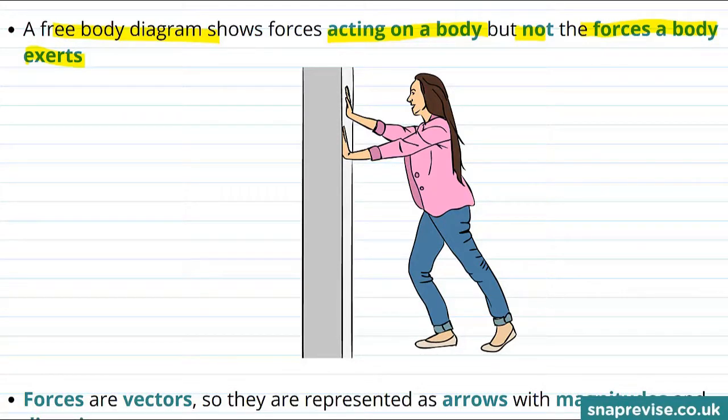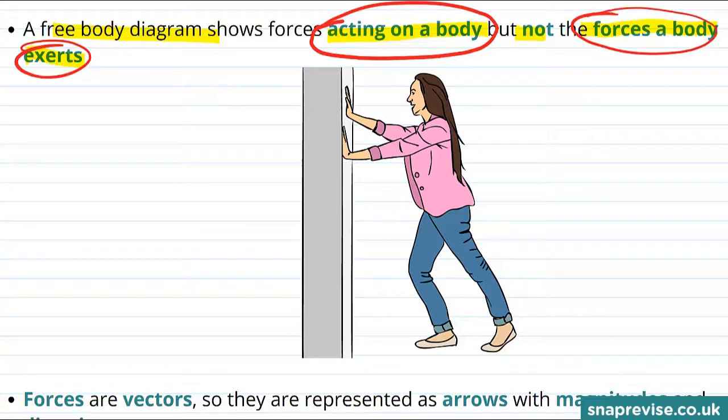Let's imagine, for example, we wanted to draw a free body diagram for a human, and imagine the human was pushing against the wall. In this example of the human pushing on the wall, sure, the human exerts a force on the wall, but that's got nothing to do with the free body diagram of the human. What is important is that the wall is pushing back on the human in this direction. So that is the force that would appear in the free body diagram.